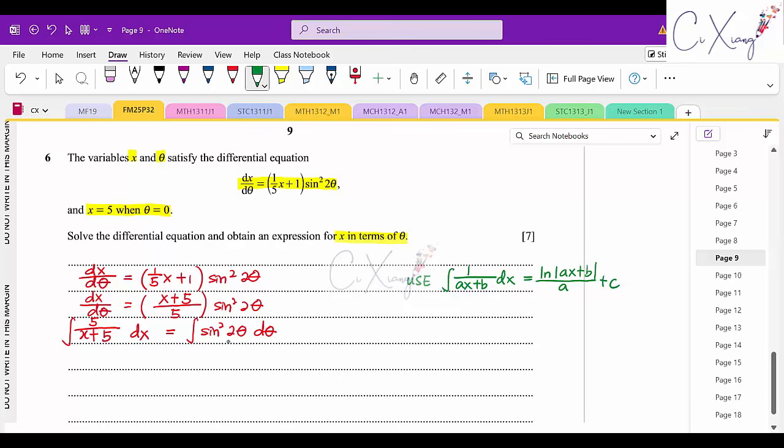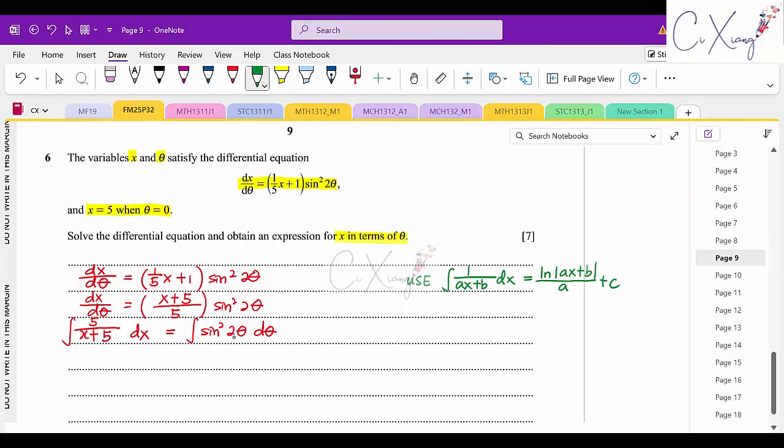How about the right-hand side here? Okay, so for the right-hand side, when you have anything with sine square or cos square, you can't integrate it directly like this. So you need to be aware. What is the correct technique to integrate sine square or cos square?